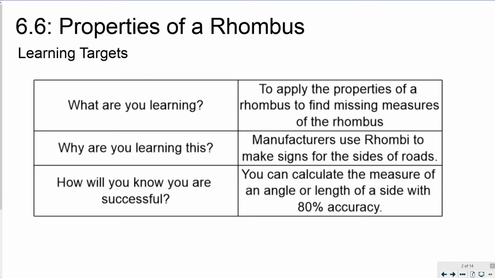So in this video, we're going to learn to apply the properties of a rhombus to find missing measures of that rhombus. Rhombi is plural for rhombus, and manufacturers use rhombi to make signs for the sides of roads. And you can calculate the measure of an angle or length of a side with at least 80% accuracy if you're doing this correctly.